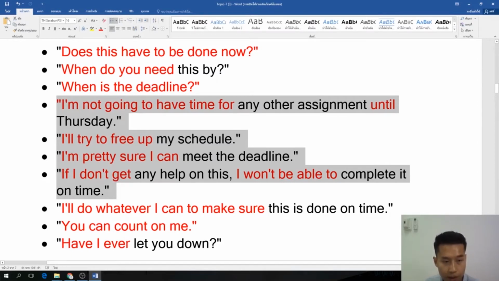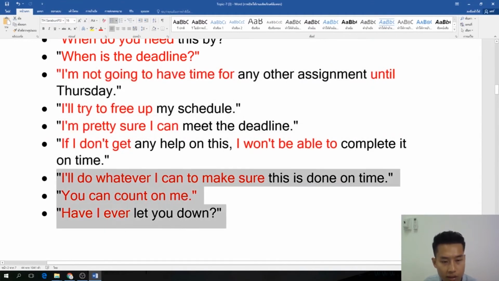If I don't get any help on this, I will be able to complete it on time. Okay, if I don't get any help on this, I will be able to complete it on time. It means if in case no one helps me, I don't think I'm going to finish it on time. If no one helps me, I'm not going to finish this on time. Another way you can say it, it's the same meaning, okay?